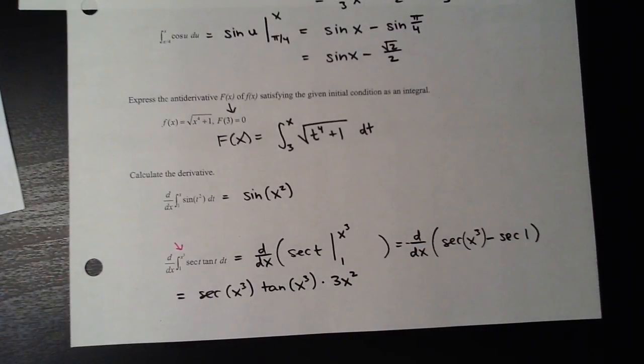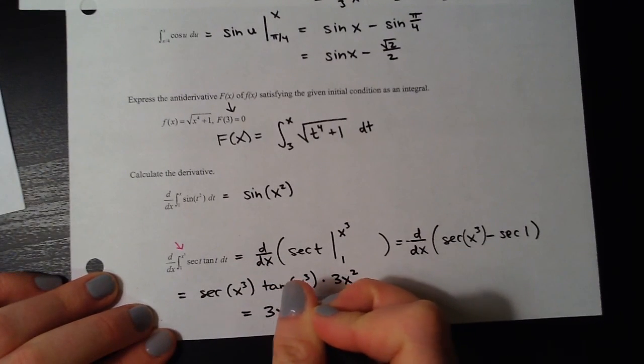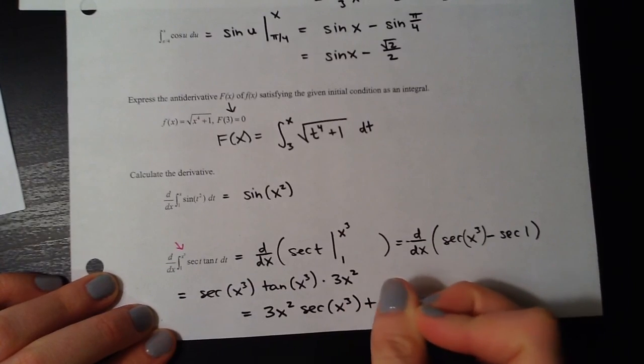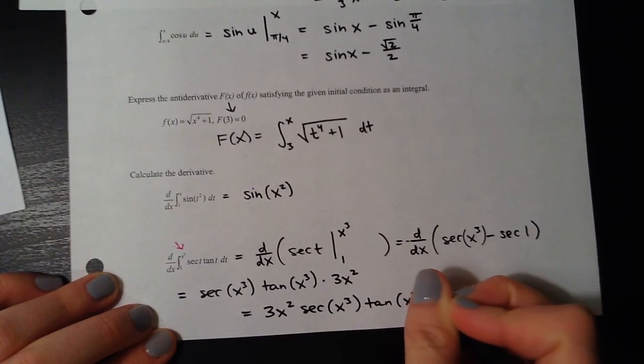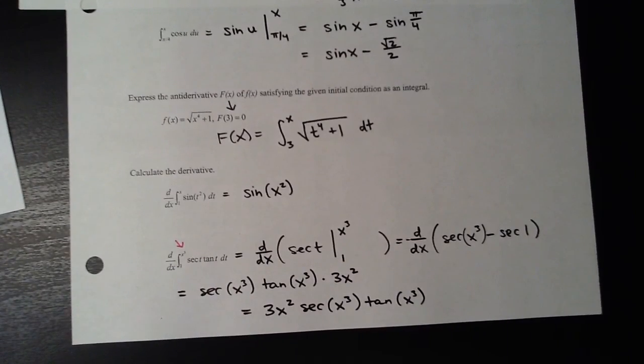Okay, and then secant of 1, first of all, I don't know what secant of 1 is. Second of all, I don't care what secant of 1 is. All I need to know is that it's a constant. And I know that the derivative of any constant is going to give me 0. So this is my derivative. Just going to clean it up a little bit, put the 3x squared first. Okay, so this is the derivative that I asked for here.